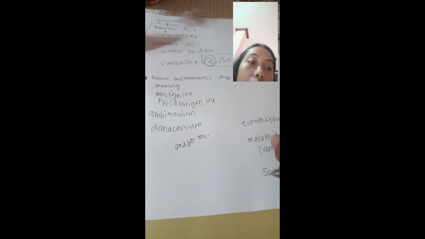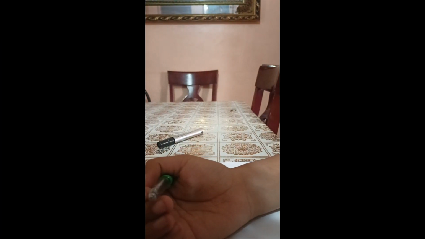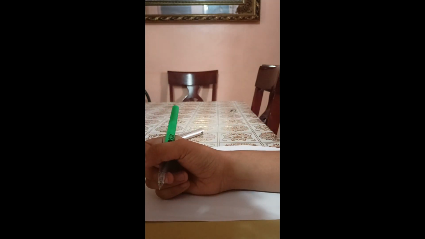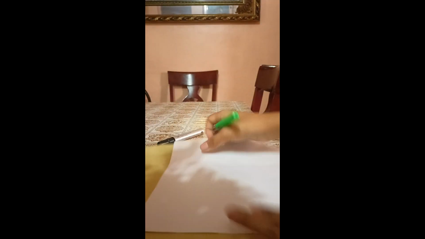Namely, they are echothiophate, malathion, parathion, sarin, and tabun. And since we are done with the cholinomimetic direct and indirect drugs, let's now move on to the cholinergic blocking agents. So you can see it here.